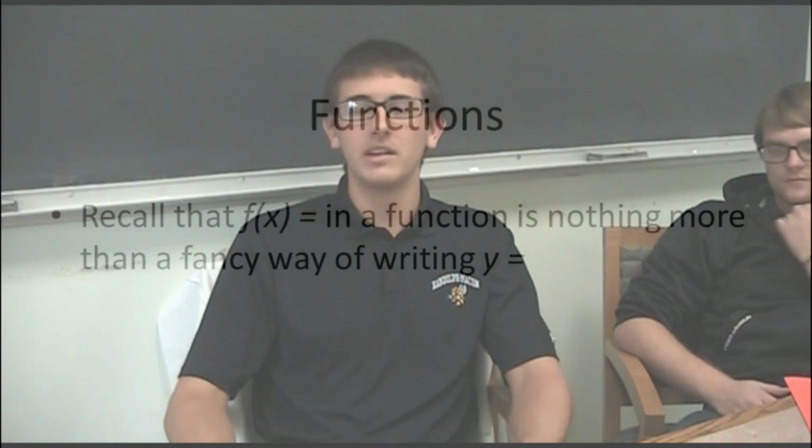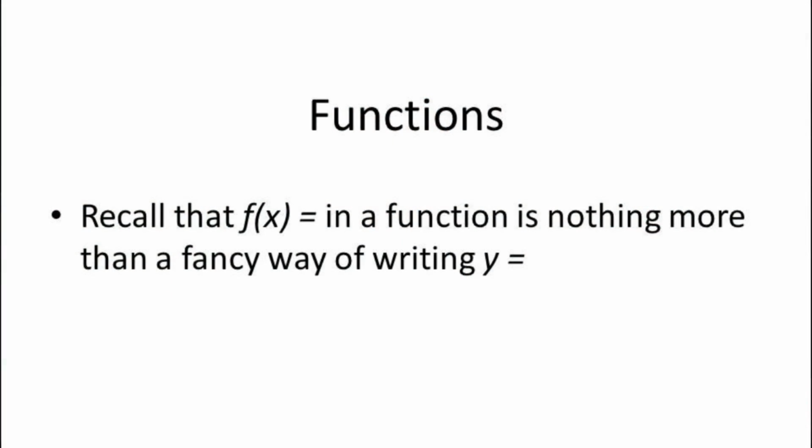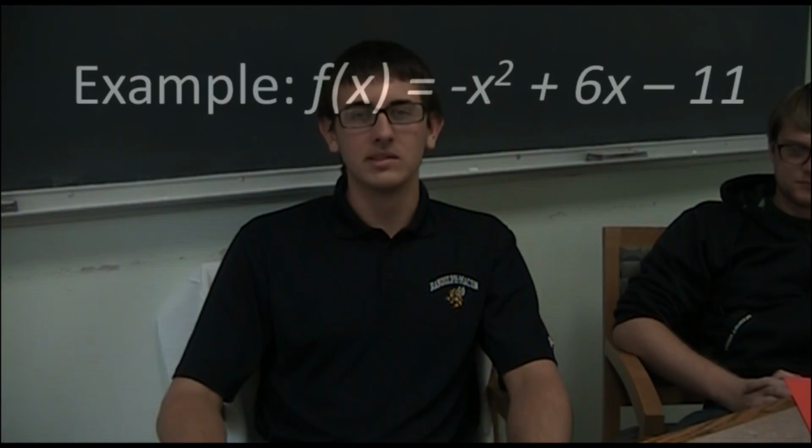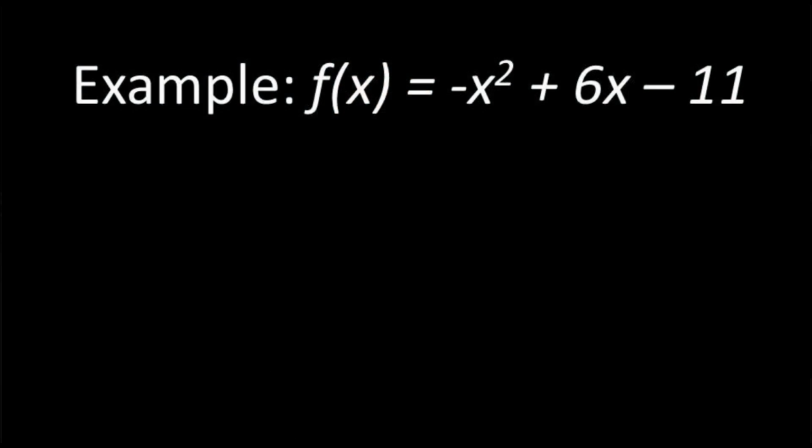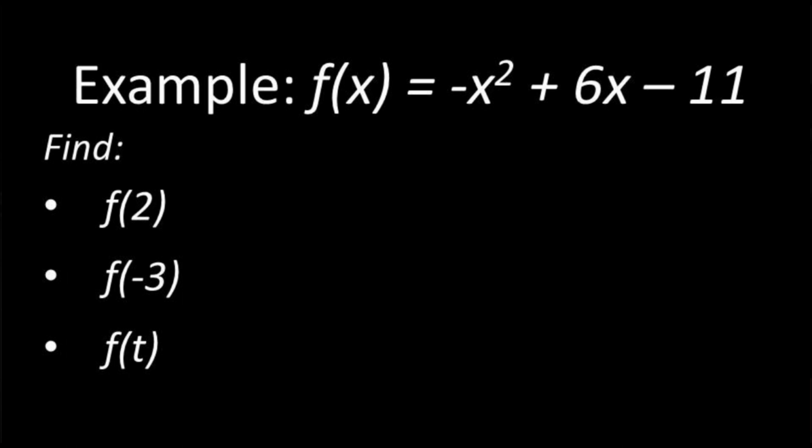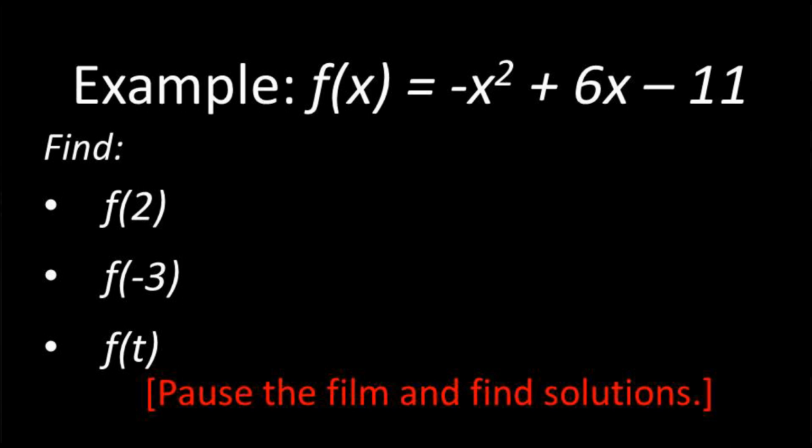Now we'll move on to functions. Recall that f of x in a function is nothing more than the fancy way of writing y equals, and you can use that to graph and also look at other functions. One example here, f of x equals negative x squared plus 6x minus 11, and that's just as easy as writing y equals negative x squared plus 6x minus 11. And in order to find f of 2, f of negative 3, and f of t, you simply plug in the value or the variable into x. So if you want to give those a try, we'll go over them in a minute.